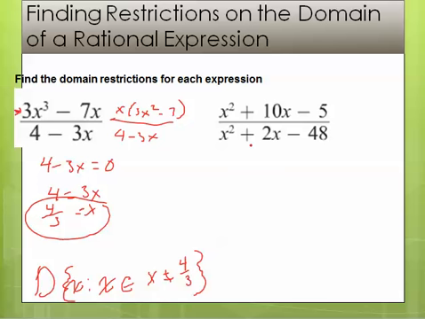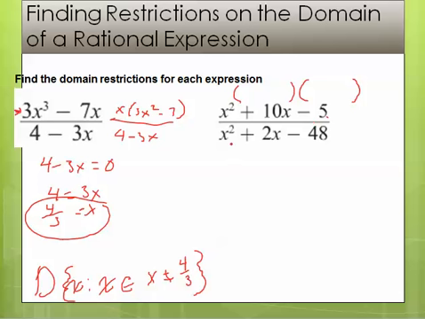Now looking at this one over here, like I said, you want to look for things that can be factored out. So I could factor this numerator up here, could I not? Let's see here. 5 times what is 5 and adds up to 10? 5 times 1 is 5. That only adds up to 6. So the numerator cannot be factored at all.